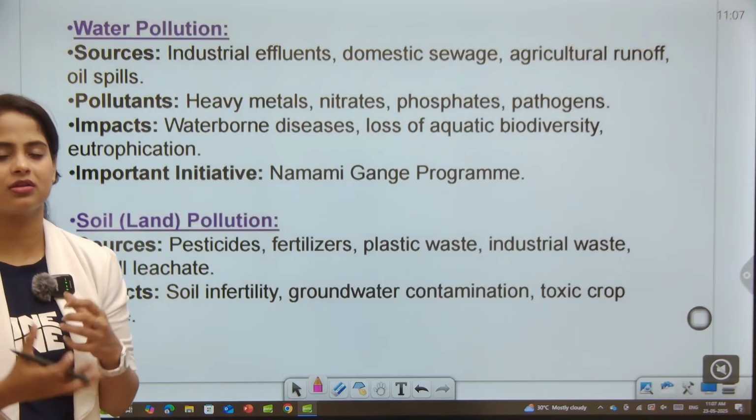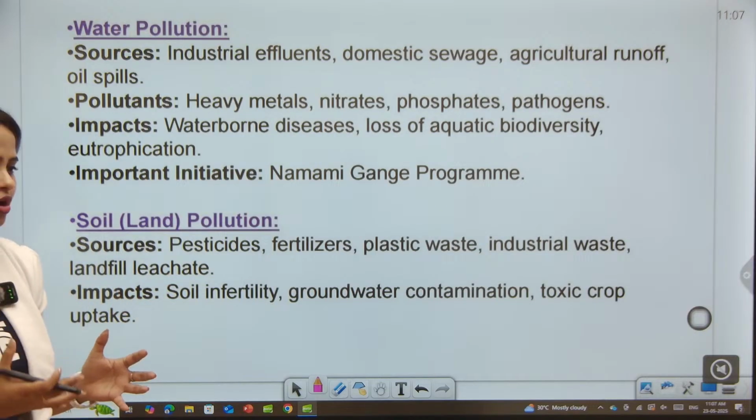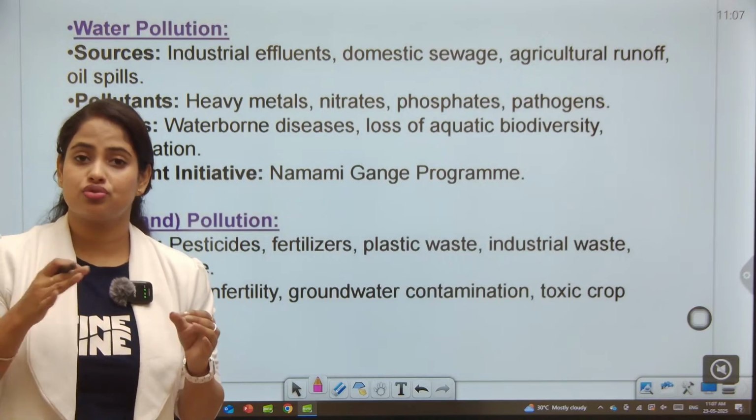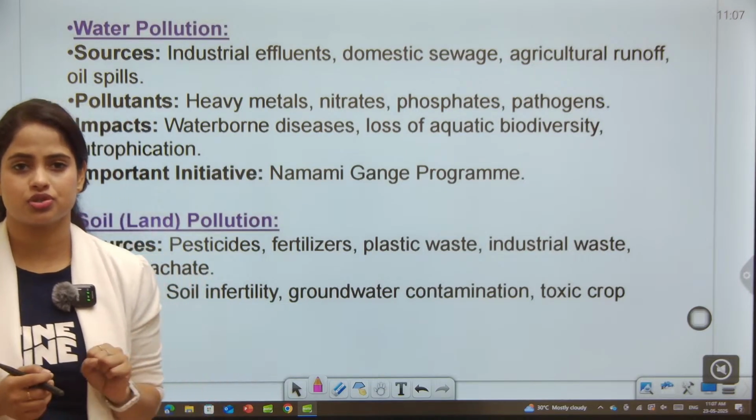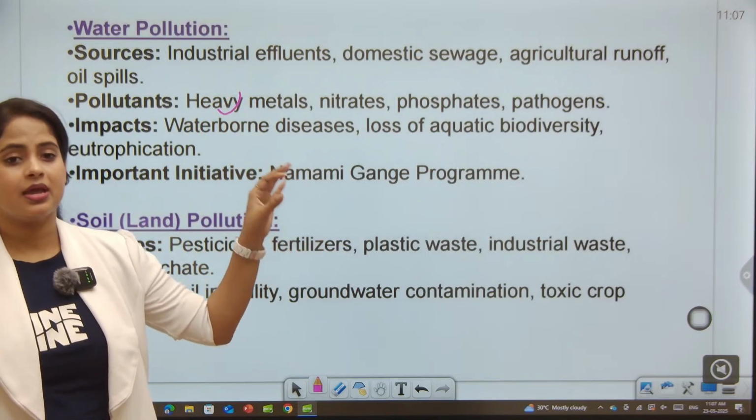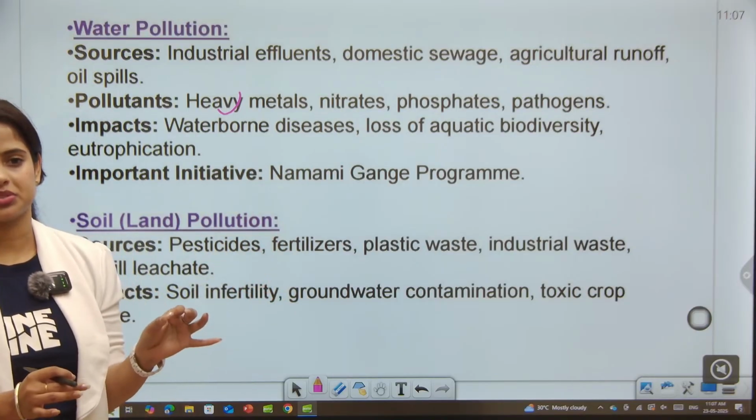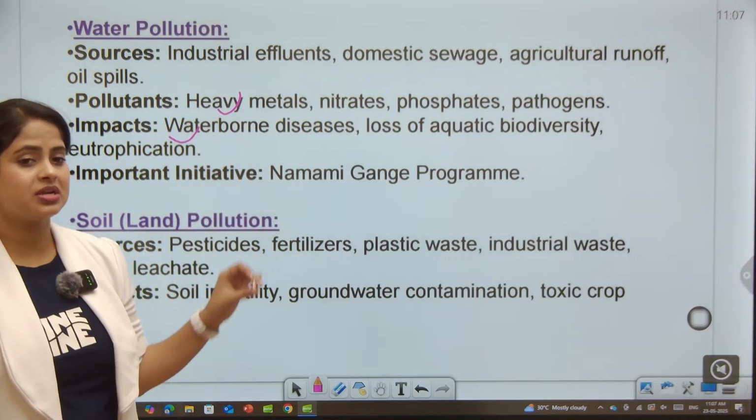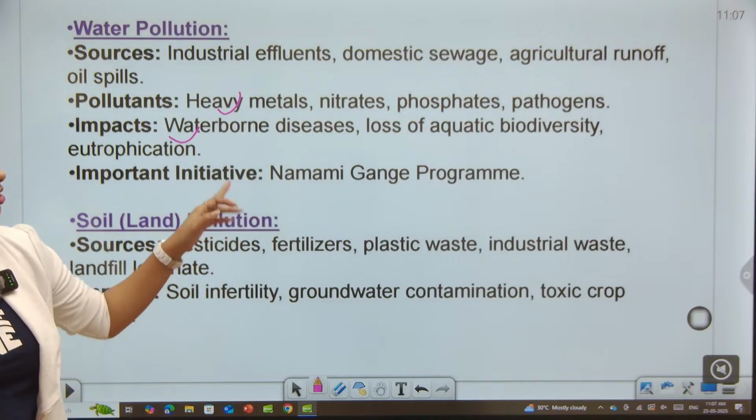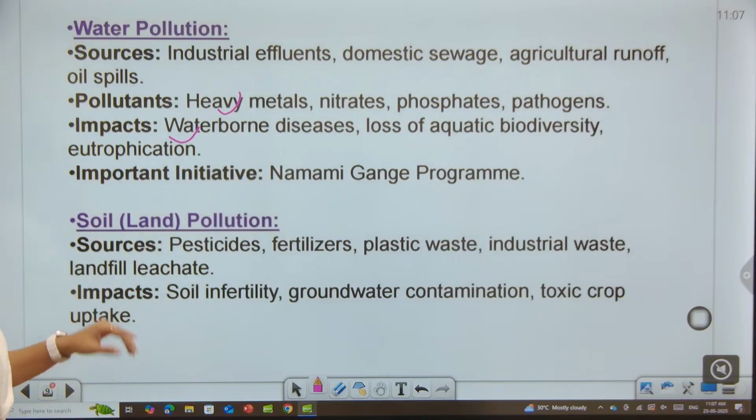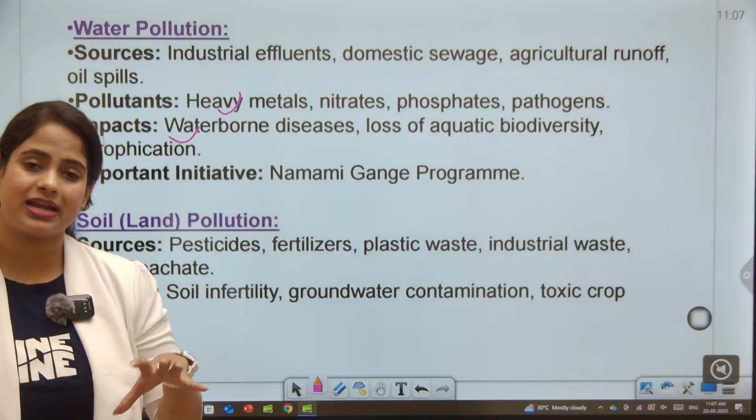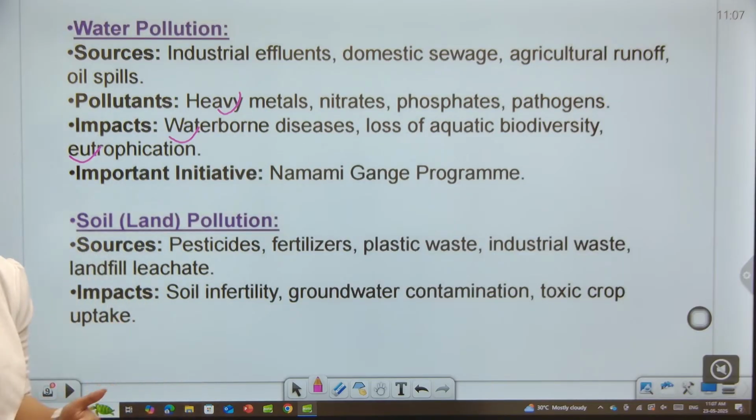These all are water pollution. Those pollutants can cause pollution in water, or indirectly harm the environment through the water, that we can say is water pollution. The pollutants may be heavy metals, nitrates, phosphates or pathogens. The impacts are waterborne disease, the loss of aquatic biodiversity, and eutrophication. What is eutrophication, guys? The types of water pollution control disease.